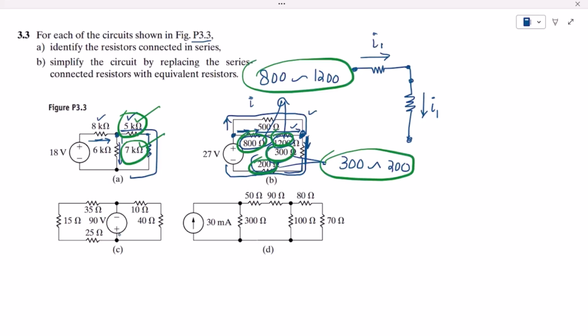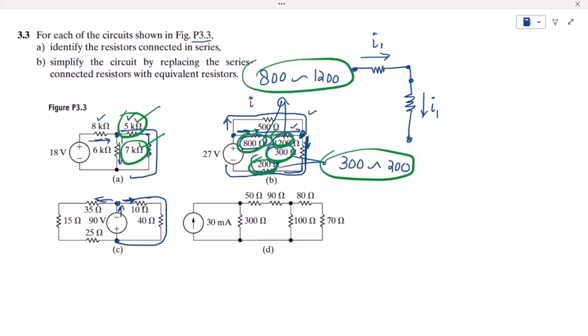In part C we can see that this is the source which is here, and the current which is coming out of this source is divided into these two currents. This current is flowing through this 10 ohm resistor, and the same current will follow this route, okay, and will come back here.